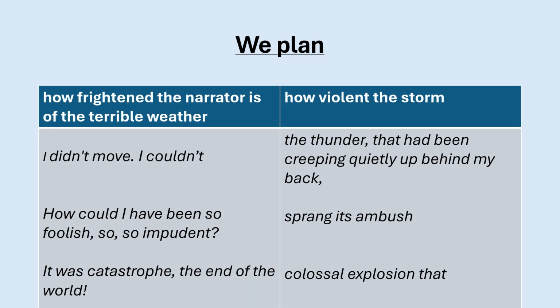First one is, "I didn't move, I couldn't." Lovely 2 short sentences to show that fear and anxiety. My other one is slightly longer, and I did mention that earlier, and it says, "How could I have been so foolish, so impudent?" That lovely question to show how frightened the narrator is. I've also got, "It was a catastrophe, the end of the world." A lovely bit of hyperbole and an exclamatory sentence.